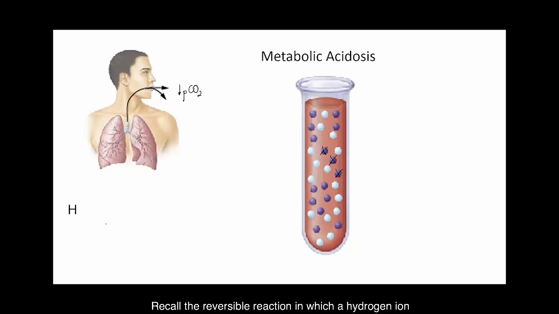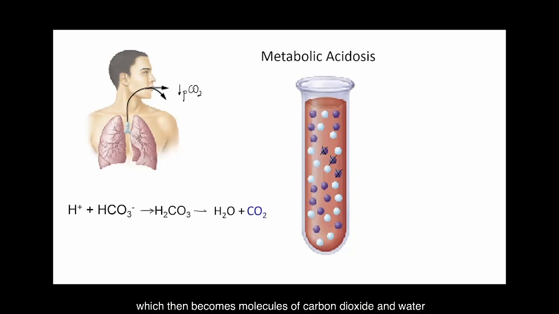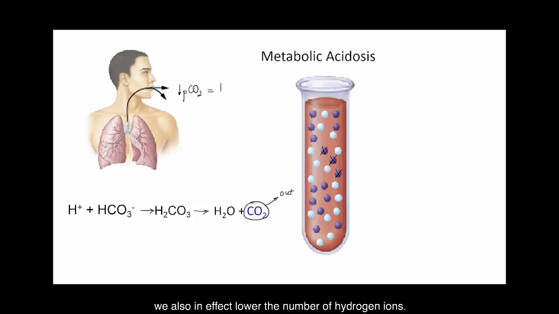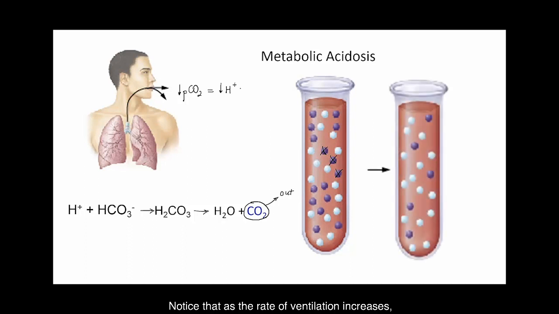Recall the reversible reaction in which a hydrogen ion combines with a bicarbonate ion to form carbonic acid, which then becomes molecules of carbon dioxide and water with the help of the enzyme carbonic anhydrase. Due to this reaction, when we remove carbon dioxide from the body, we also, in effect, lower the number of hydrogen ions. Notice that as the rate of ventilation increases, we lose blue hydrogen ions.